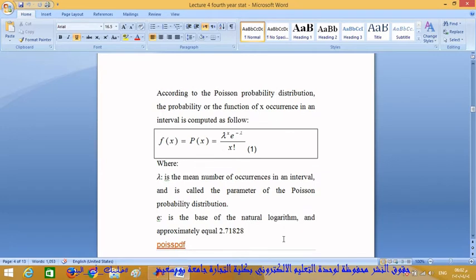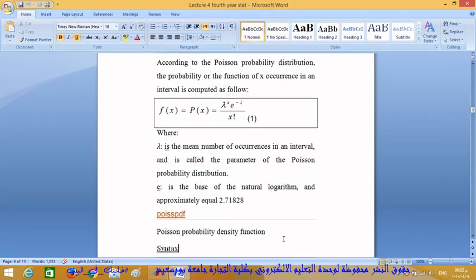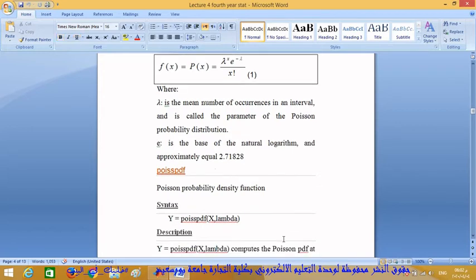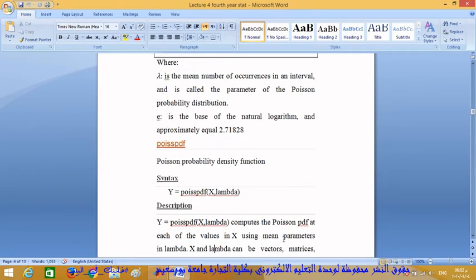The function poisspdf, the Poisson probability density function, has the syntax y equals poisspdf of x and lambda. Description: y equals poisspdf x and lambda computes the Poisson PDF at each of the values in x, if x has more than one value, using the mean parameters in lambda if there are many elements in lambda. Okay, this is in case of a lot of distributions, not one distribution.